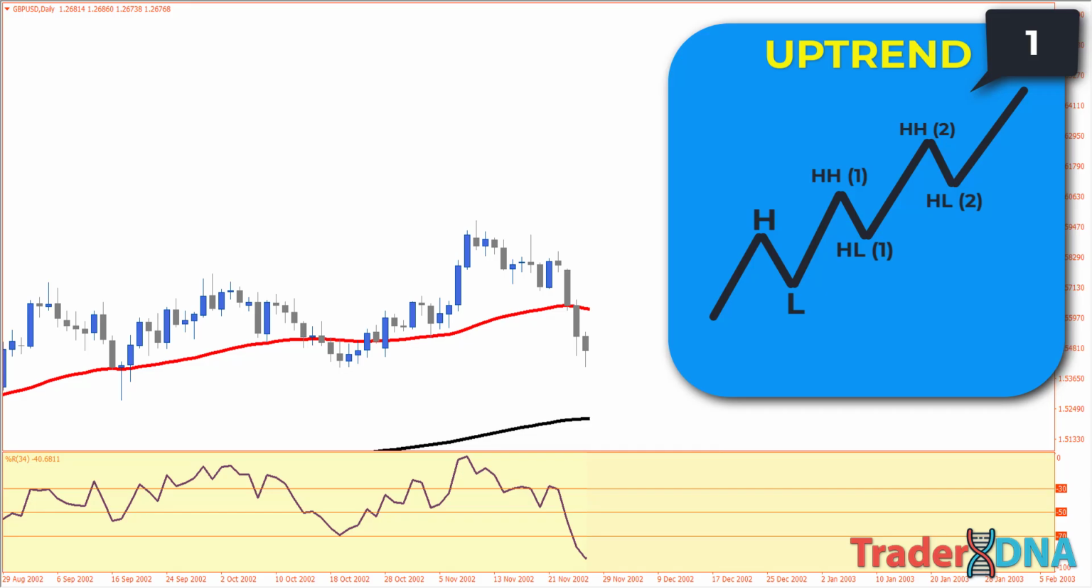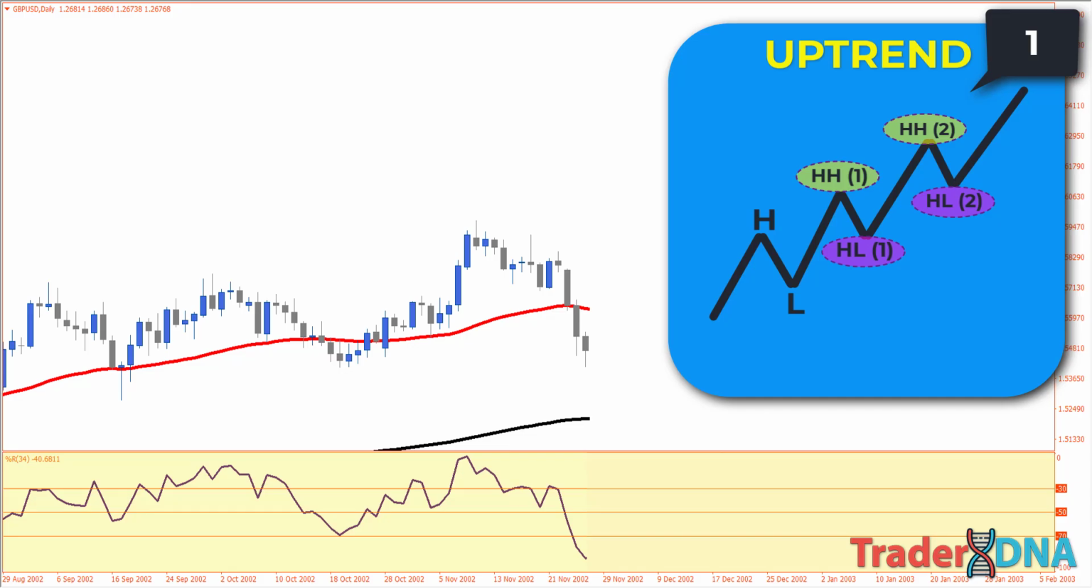In an uptrend, we look for a series of higher highs, followed by a series of higher lows. Two higher highs followed by at least two higher lows are sufficient to identify an uptrend. A higher high refers to a swing high point that exceeds the previous swing high, while a higher low is simply a swing low that is higher than the previous swing low.